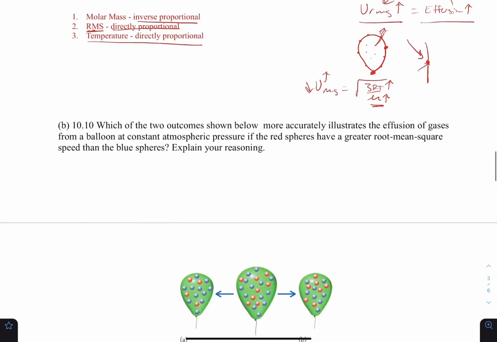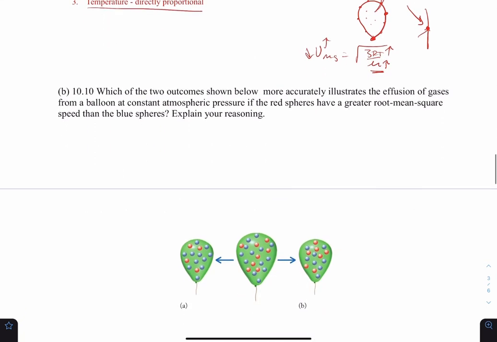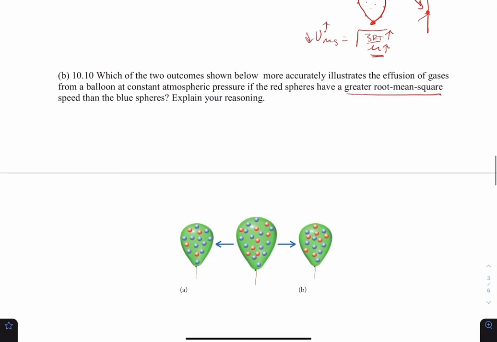All right, letter B says, which of the two outcomes shown below more accurately illustrates the effusion of gases from a balloon at constant atmospheric pressure if the red spheres have a greater root mean square speed than the blue spheres? If the red spheres have the greater root mean square speed, then I would expect them to have the higher effusion rate, which means I should see fewer red spheres in the second situation after a while, and more blue spheres, because blue spheres are moving slower. So their effusion rate is lower.